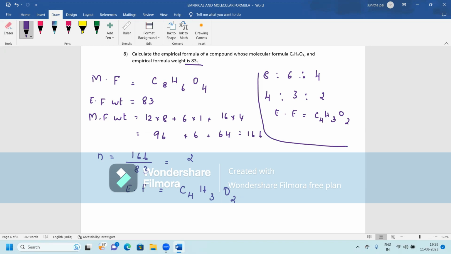Now, since in the question empirical formula weight is given, I have explained here how to use that data also and solve your question.